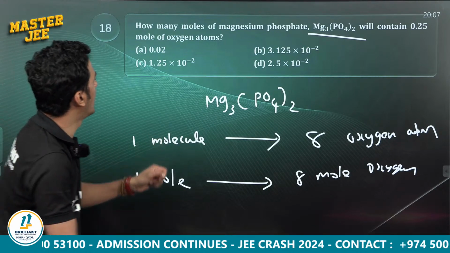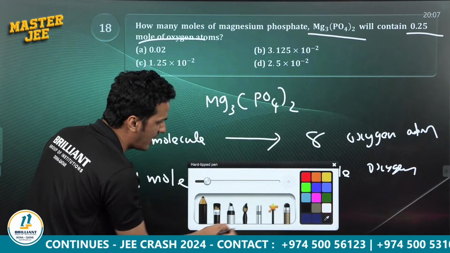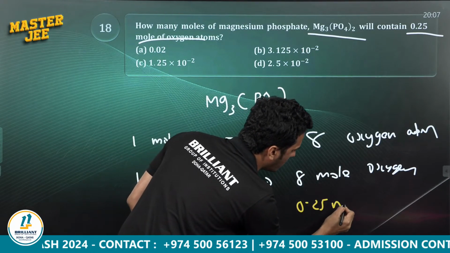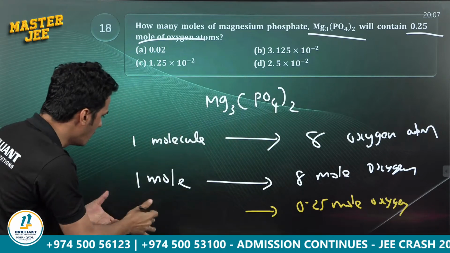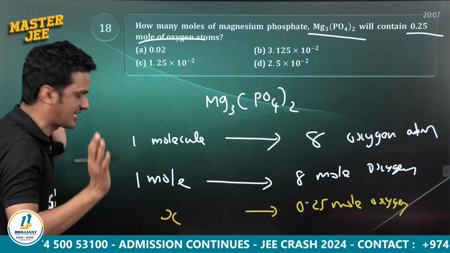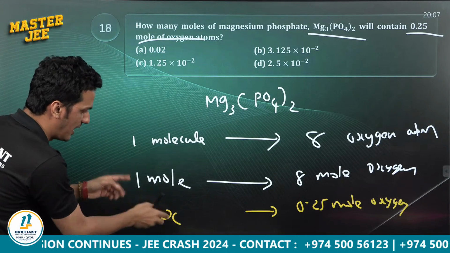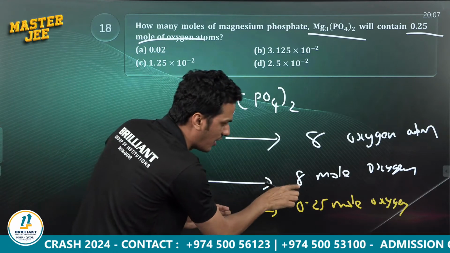What about the question? In the question they are telling 0.25 mole oxygen atoms are there. So they have given the oxygen part, 0.25 mole oxygen atoms. Here how many moles of magnesium phosphate do you have to take? I am taking X. Then what should I do? Simply the division formula we have to use. 1 by X, this one divided by this should be equal to this divided by this.